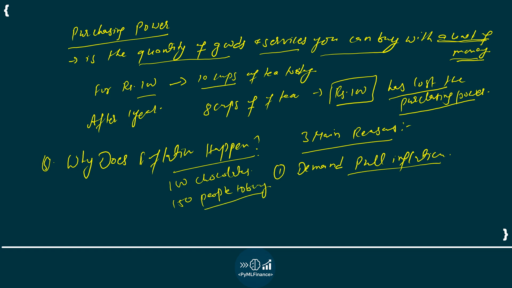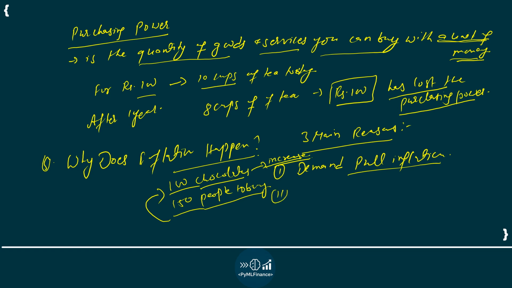Okay, when the shopkeeper sees this, he has only 100 chocolates and 150 people are there to buy them, he will simply increase the price of the chocolate. So the demand has increased for the chocolate, so the shopkeeper increased the price. This is simply demand pull inflation. The demand has pulled the price of the chocolate.